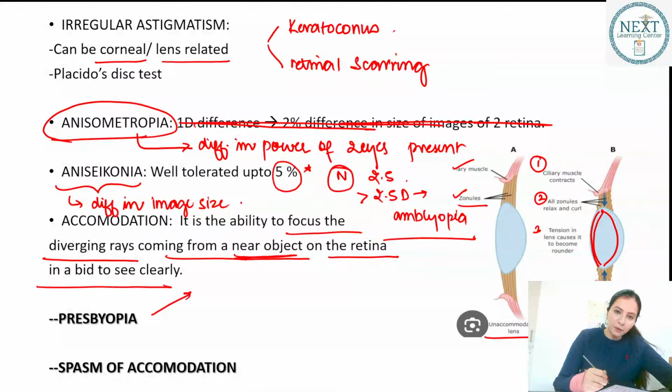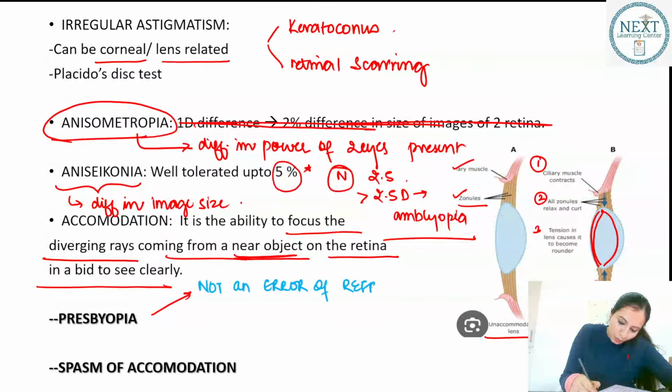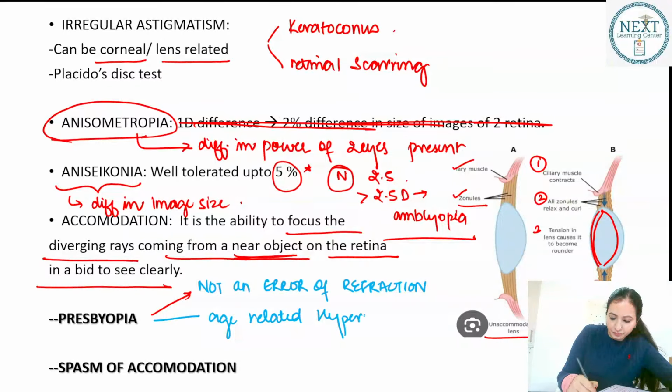Then is presbyopia. Very commonly our given statement is presbyopia an error of refraction? No, presbyopia is not an error of refraction. So what is presbyopia? Presbyopia is nothing but age related hypermetropia. So how will you treat it? You will treat it via convex lenses.